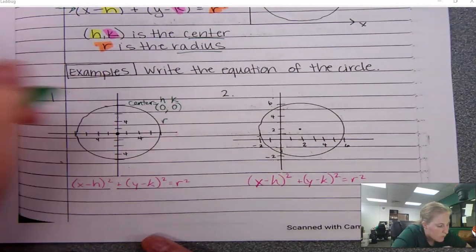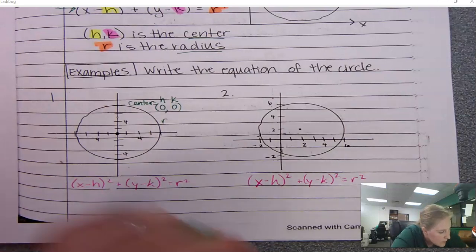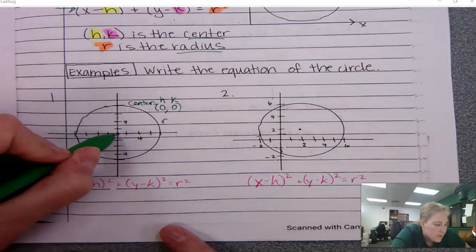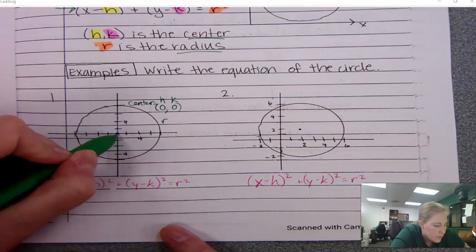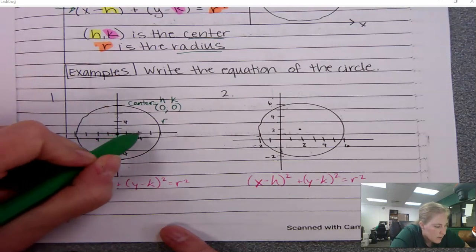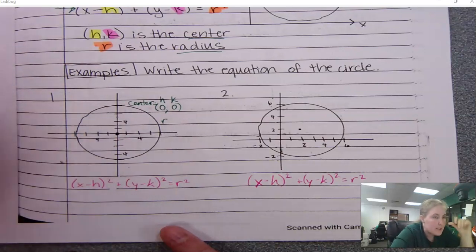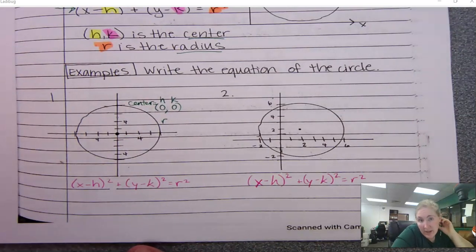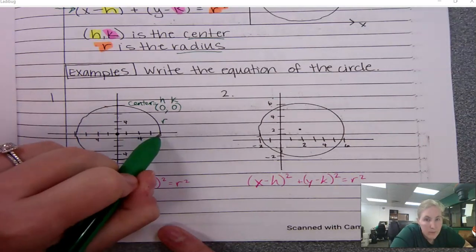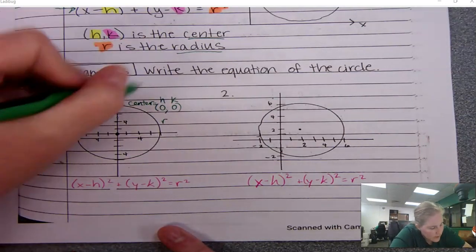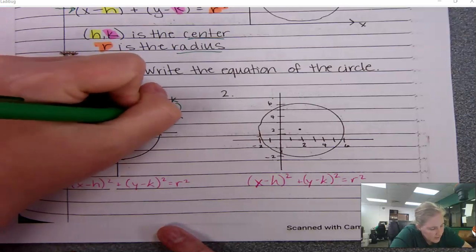And then we want to figure out what the radius is. So what we need to do is count from the center out to the edge of the circle. So notice these go by 2. So 2, 4, 6, 8. Just pay attention to the picture and what it looks like when you're counting, because it's really easy to look at it and think it's 4 and then you get it wrong. But the radius here is actually 8.